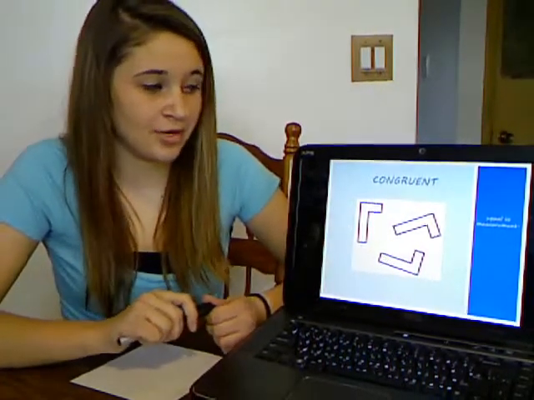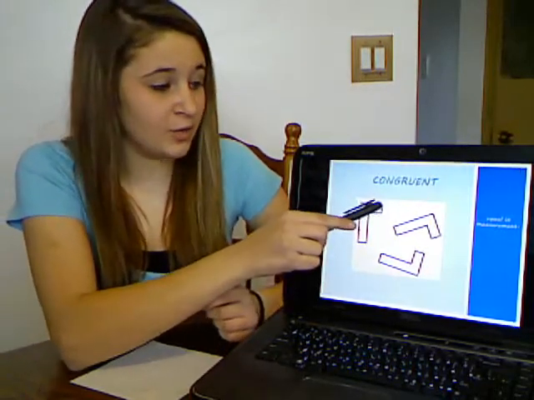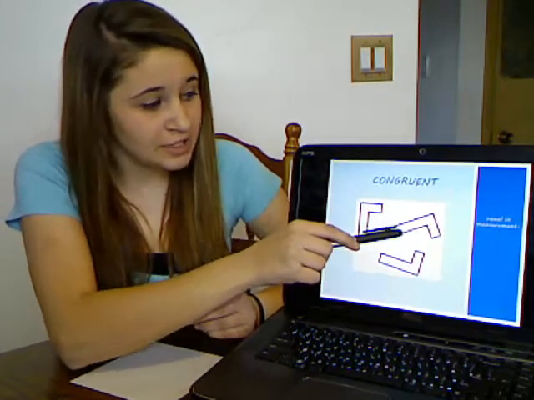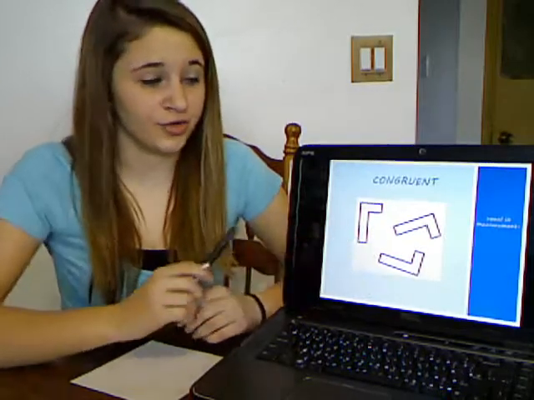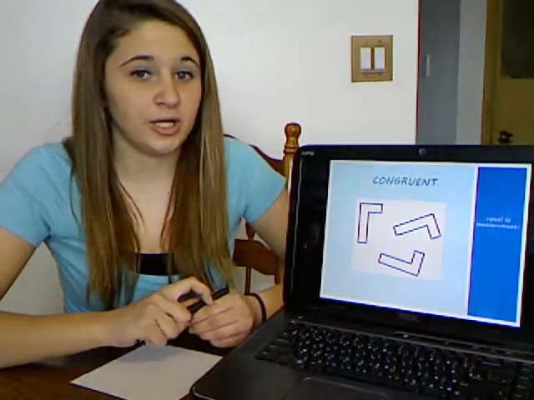And can anybody tell me how many right angles this shape has? You're correct. There's 1, 2, 3, 4, and 5. And then this one also has 5, as well as this one, because they are all congruent. Good job.